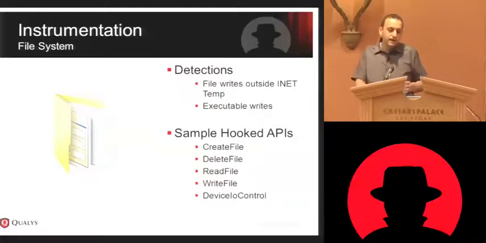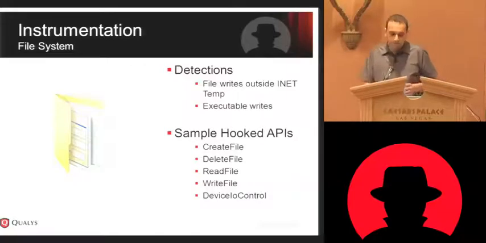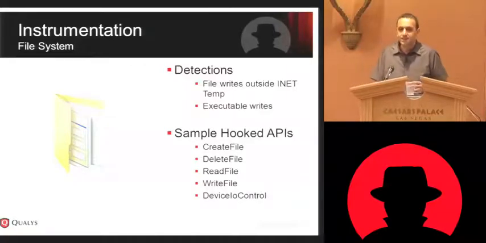Some of the APIs we hook, now I'm excluding Unicode versus wide, EX, different versions of the same APIs. There's a million ways to do everything in the Windows API, and we'll just talk about the high-level ones. So the first 4 are pretty self-evident. Create a file, read a file, delete a file, read a file. The last one's kind of cute.